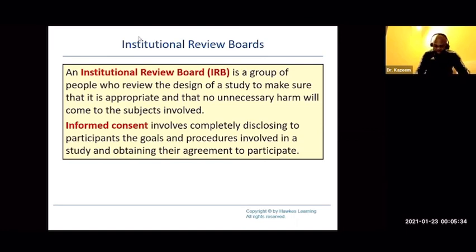Another one is what we call informed consent. What do we mean by that? That involves completely disclosing to participants the goal and the procedure involved in the study and obtaining their agreement to participate. Okay, you actually want to use them. You need to seek their consent. This is your goal. They need to be aware of that, and when they are aware, they either agree or not. You can't force them, and that's what we mean by informed consent.